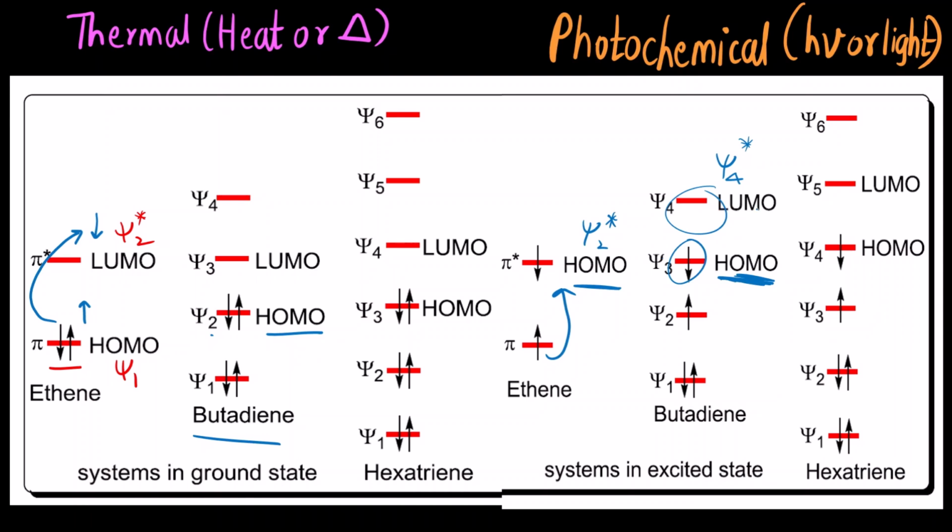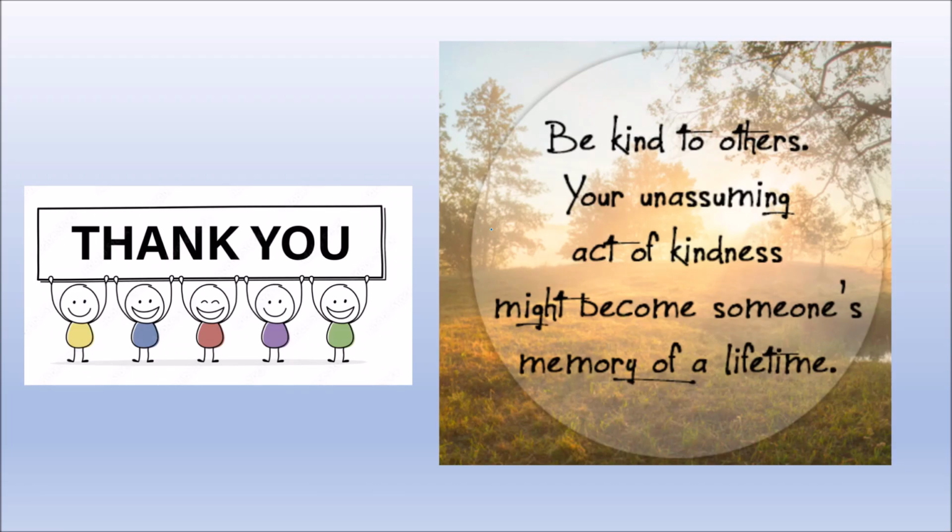LUMO. Similarly, here previously in hexatriene, psi 3 was HOMO. One electron moved from psi 3 to psi 4. So psi 4 became HOMO, and previously psi 4 was LUMO. Now psi 5 became the LUMO. So this difference we must know, it's very important.